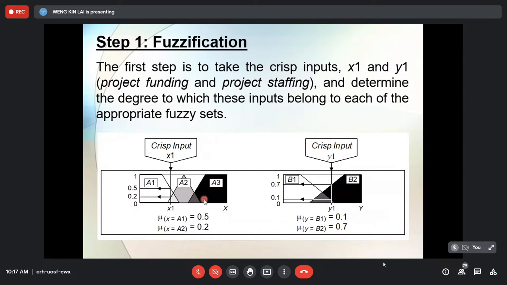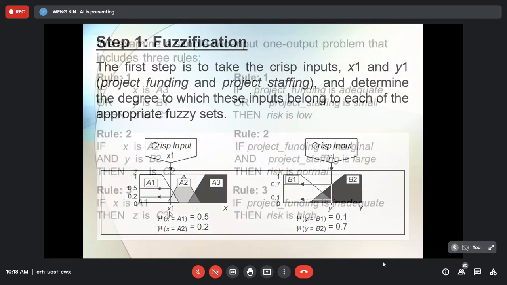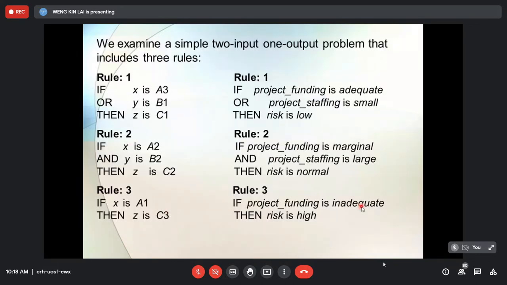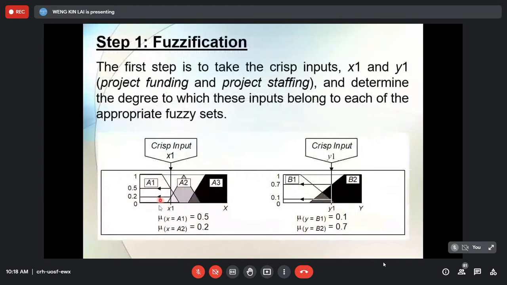So this is again to highlight to you that you have any value within that unit of this cost X, called X1, some value X1, which is your funding, say 100,000 ringgit. What's the membership for A1? A1 will be inadequate. A2 is marginal, right? So A1, A2, what's the membership? You can see here, membership for A1 is actually 0.5, right? And the second one, A2, the membership is 0.2. So membership for A2 based on X1 is only 0.2.